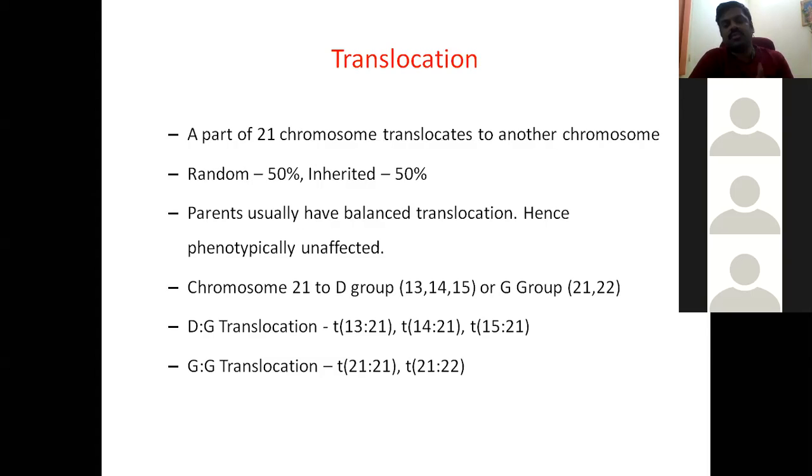So you call this 21;22, and even 21 chromosomes themselves can get translocated. They call this 21;21 translocation. So these are the possible combinations you will expect: t(13;21), t(14;21), t(15;21), t(21;21) and t(21;22). Of these, 14;21 is the most common cause.